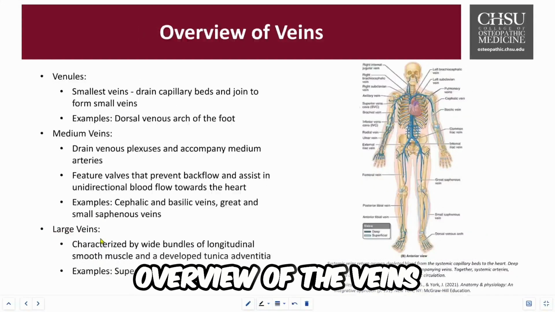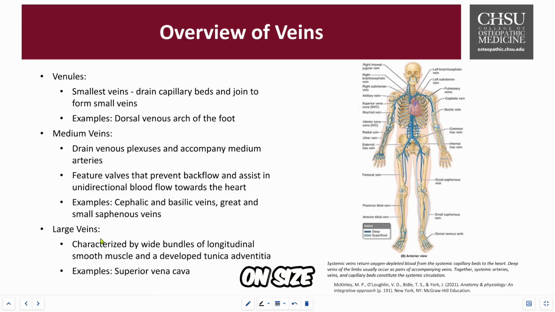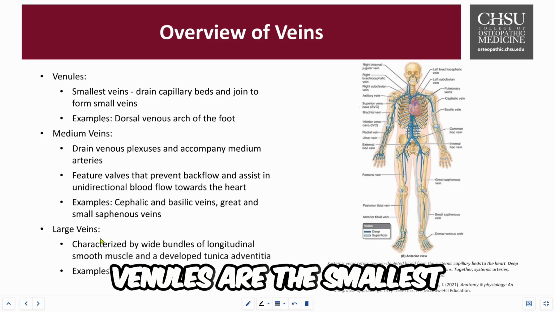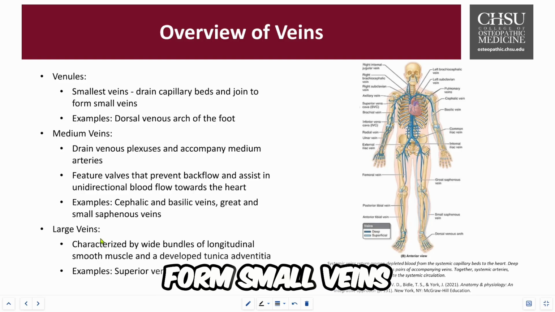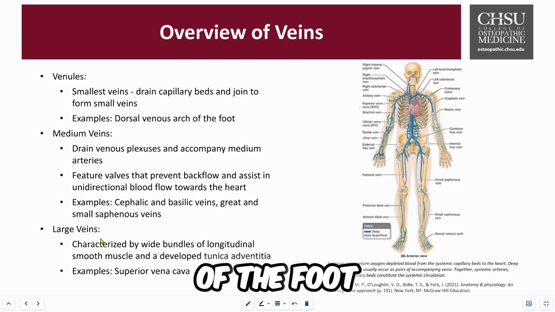Overview of the veins. Now let's switch gears and look at the veins. We'll classify them into three main types based on size. Venules are the smallest veins, which drain capillary beds and join to form small veins. An example will be the dorsal venous arch of the foot.